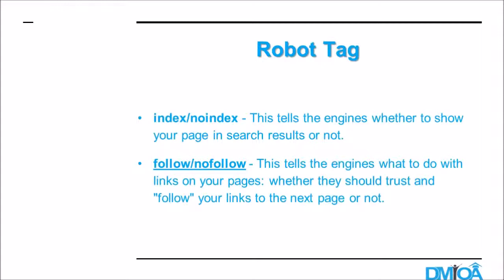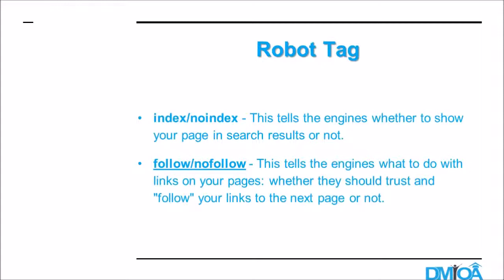And the other is follow and no follow. This tells the engines what to do with links on your page, whether they should trust and follow the links to the next page or not. These are very important meta tags because when you use them later along with another tag called robots.txt, it makes sense to optimize the page depending upon whatever situation comes.